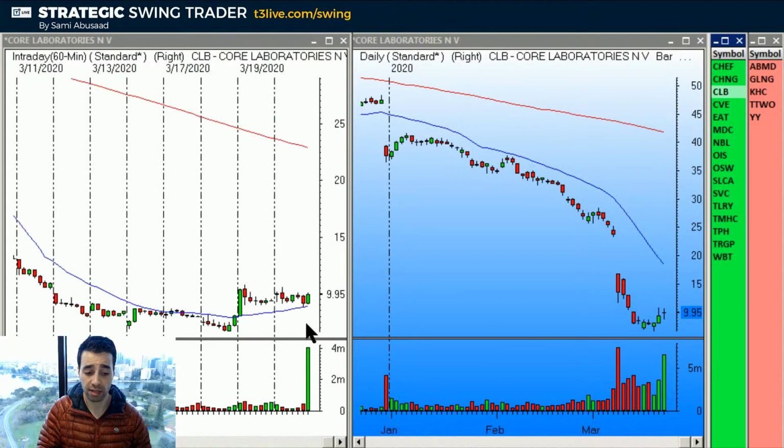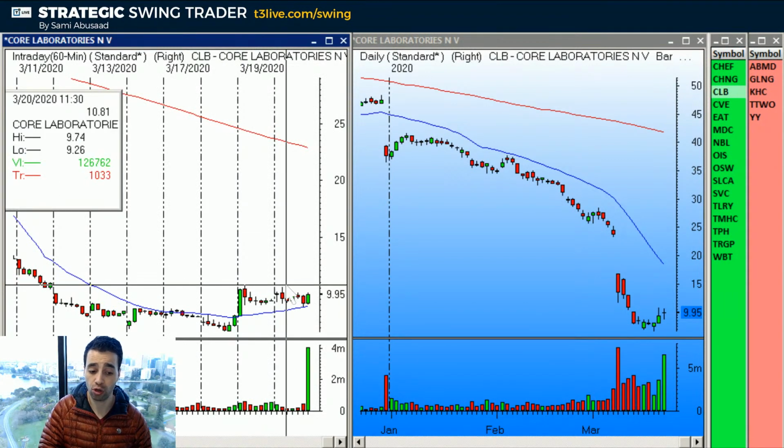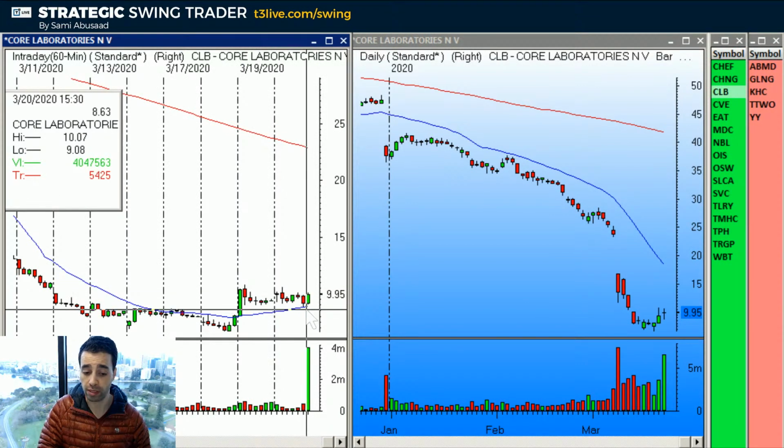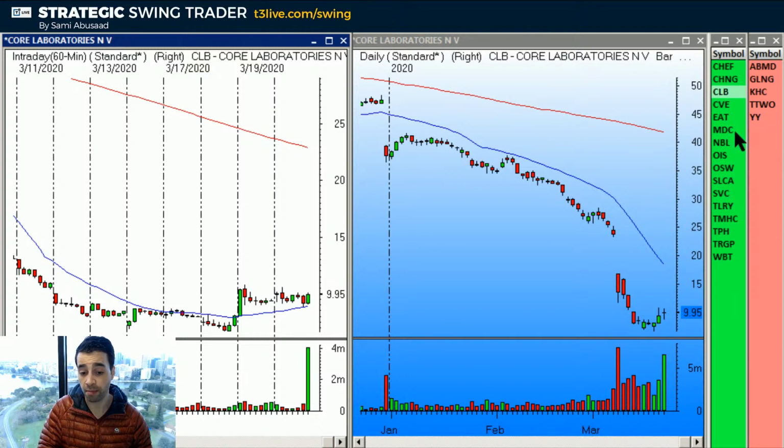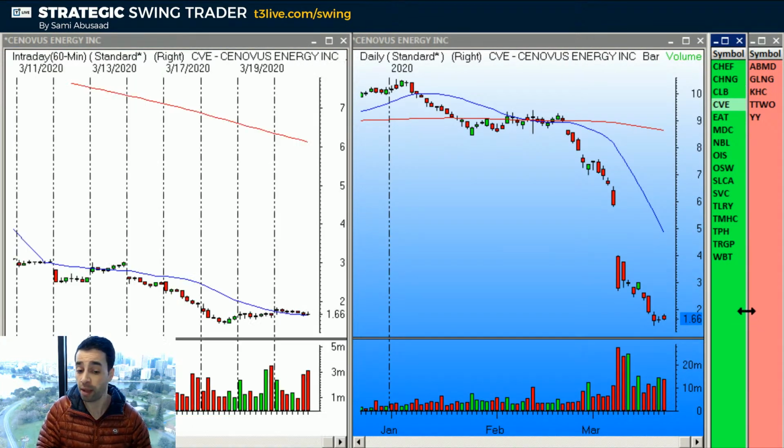CLB is also a transition plus a breakout. So entry would be over the base, stop below it. If you're a Strategic Swing Trader member, feel free to log on to your account right now. You'll see which ones I picked for us for Monday, which ones I'm going to be playing.